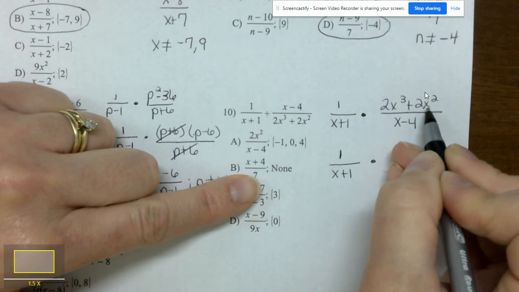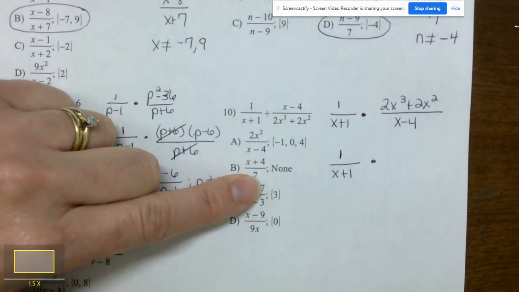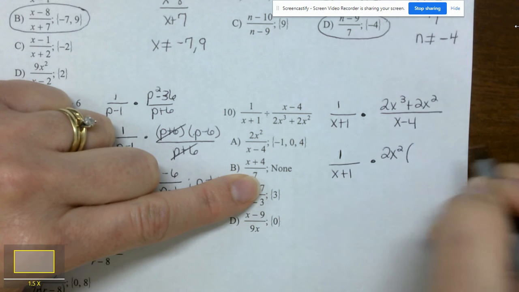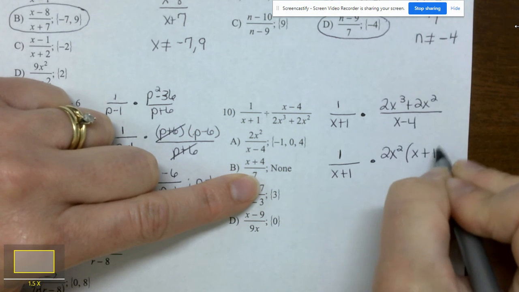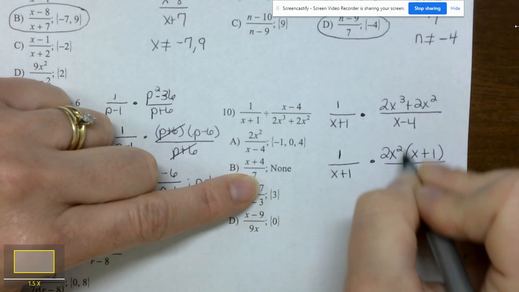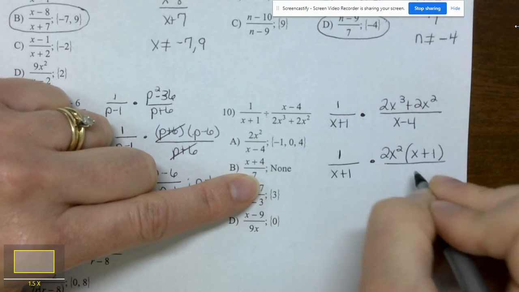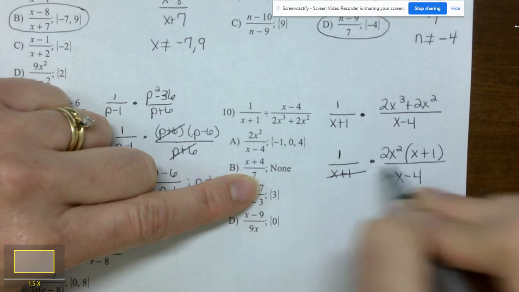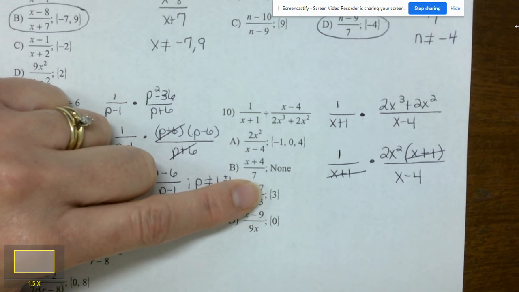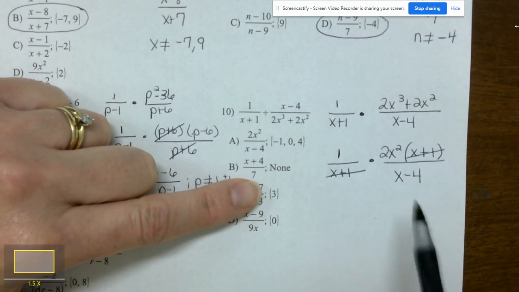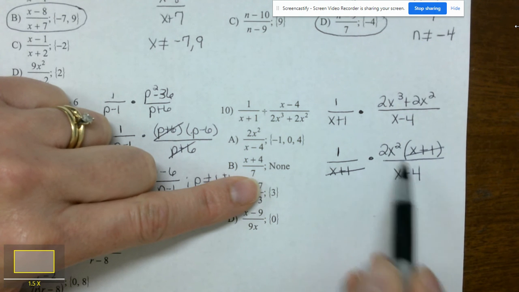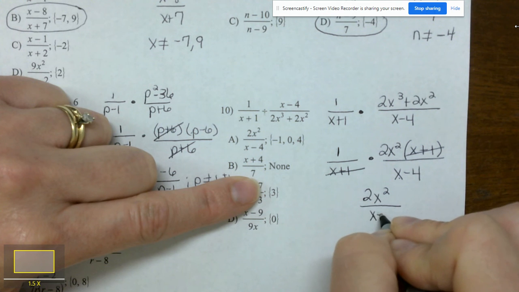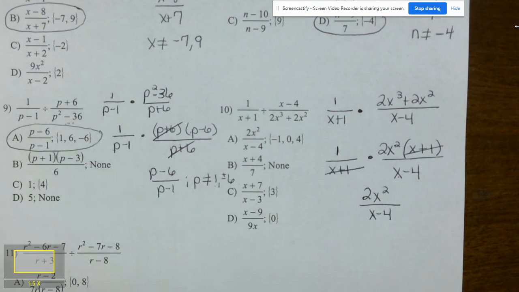2x cubed plus 2x squared, those have a 2x squared that we can take out as a greatest common factor, which will leave us with x plus 1. And then that's over this binomial, x minus 4. They have nothing in common, so we leave it. We can cancel the x plus 1s, but that's all we can cancel. Do not try to cancel this x and this x. You can't do that. So this is 2x squared over x minus 4.